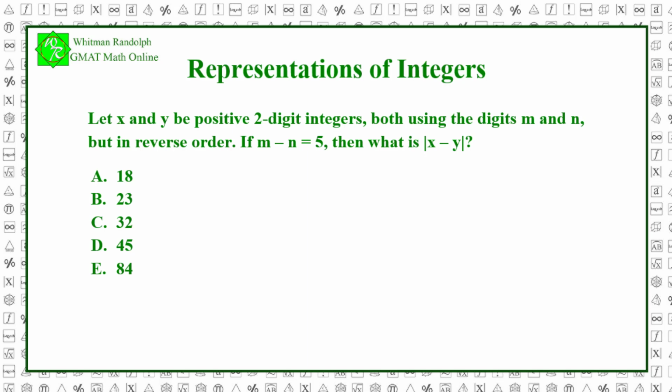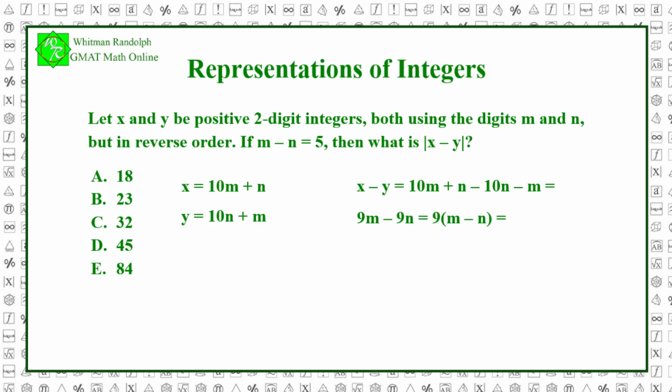Let's find the solution. Since we know m and n are the digits comprising both x and y, we can express x and y as multiples of 10 with a remainder, as follows. x equals 10m plus n, and y equals 10n plus m. Then x minus y equals 10m plus n minus 10n minus m, which equals 9m minus 9n, and that equals 9 times m minus n.